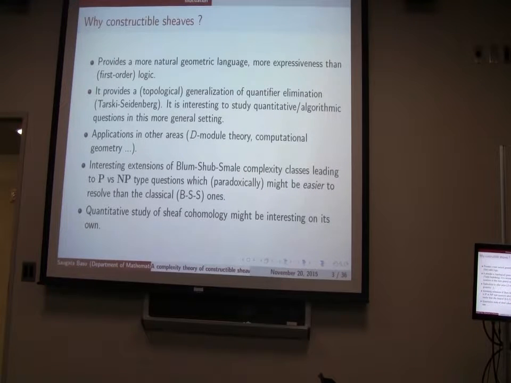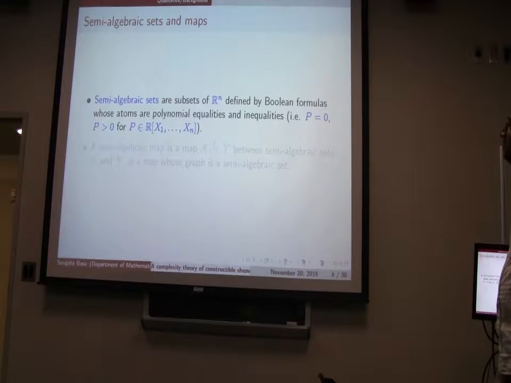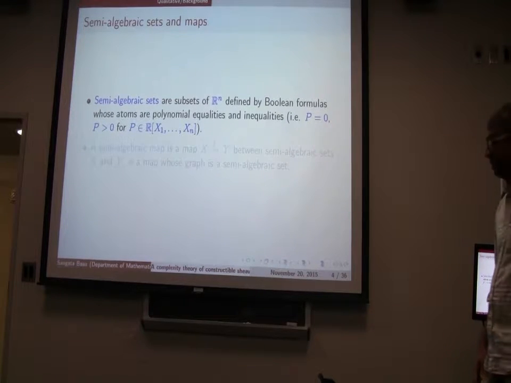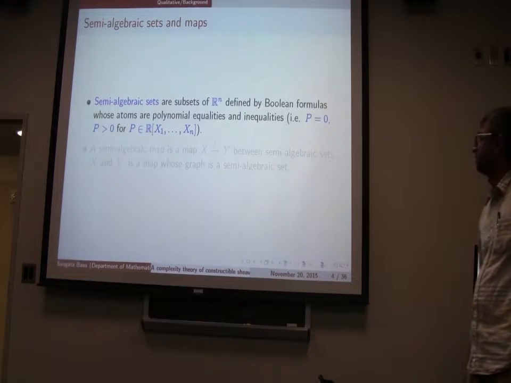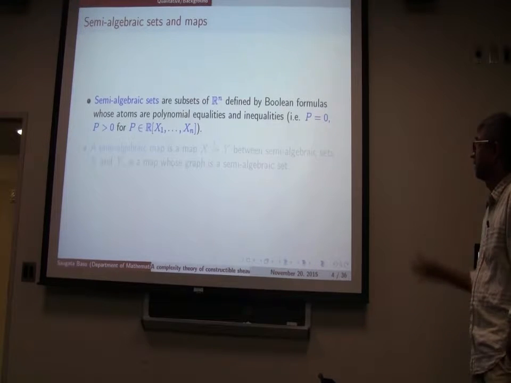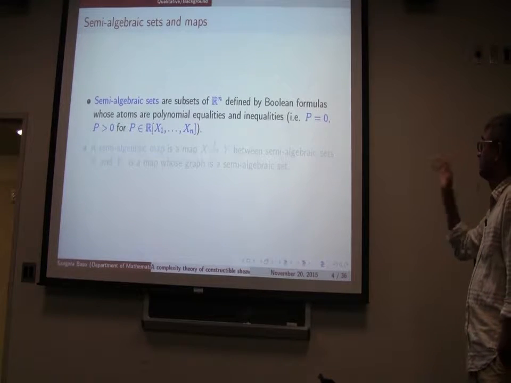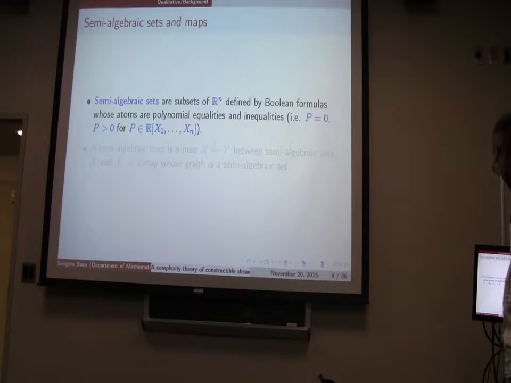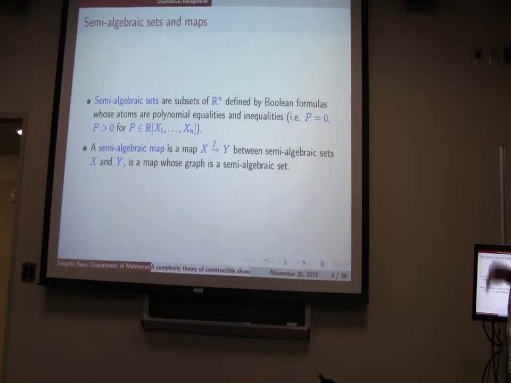Okay, now background, and please stop me with questions. So, semi-algebraic sets: subsets of R^n. You can take R to be more generally a real closed field, but for this talk we can just restrict to the real numbers, defined by Boolean formulas. The atoms are of the form P equals 0 or P positive, for P polynomials. A semi-algebraic map is a map whose graph is a semi-algebraic set.